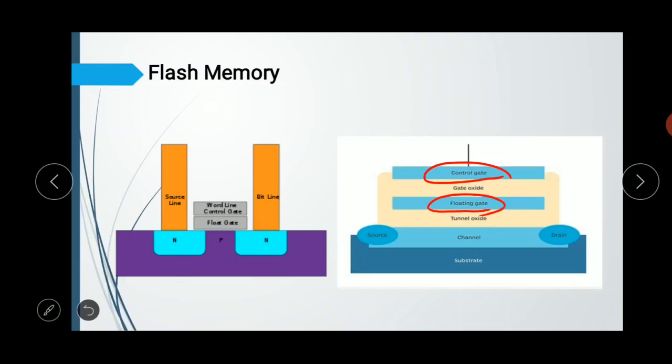control gate. The control gate is similar to the gate in the MOS transistor, but below this there is a floating gate insulated all around by an oxide layer. See here, this cream color portion is the insulating layer that is present all around the floating gate.